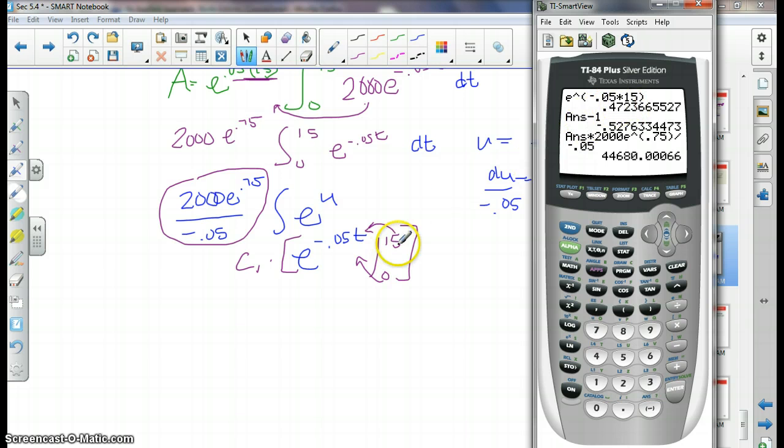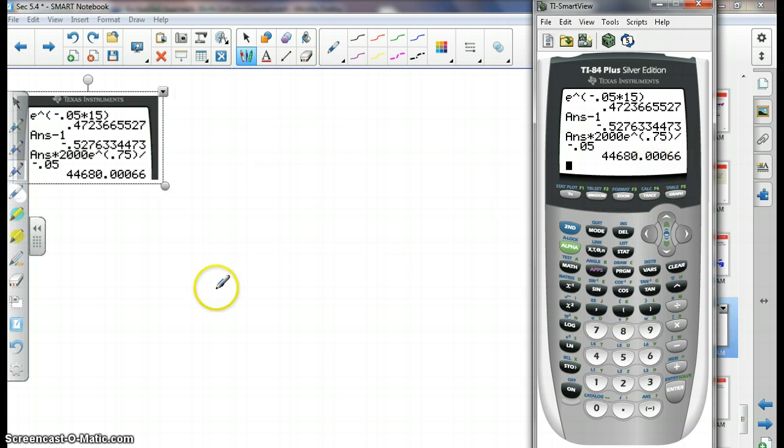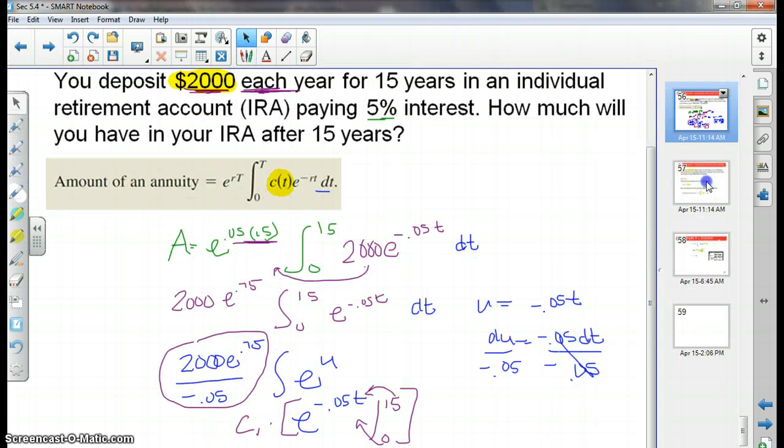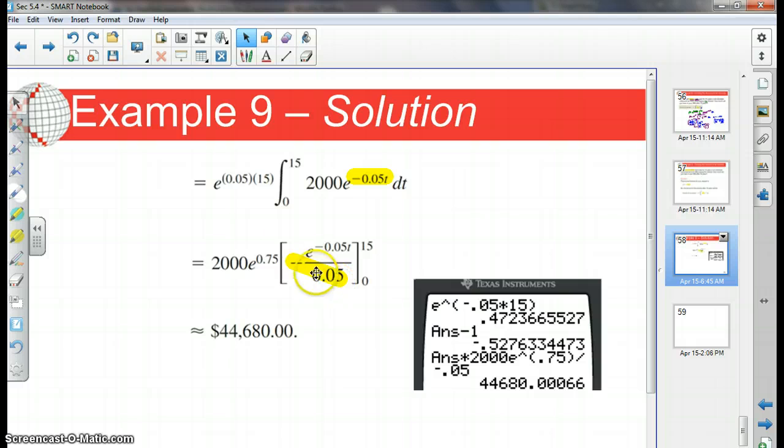So I took my f of b minus f of a, and evidently got negative 0.527633. Multiply that by this constant, 2000 e to the 0.75 divided by the negative 0.05, and I got a whopping 44,680 and no cents. And it looks like the author has the same answer.